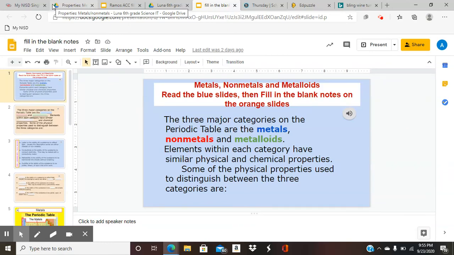Hi guys, today we're going to be learning about metals, nonmetals, and metalloids. I'm going to read to you the blue slides, and then you're going to fill in the blank on the orange slides.